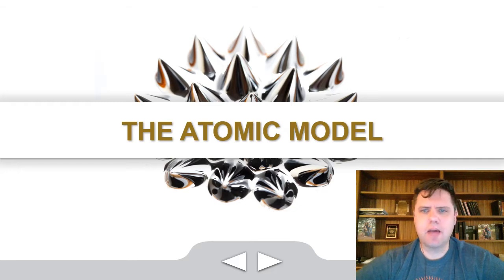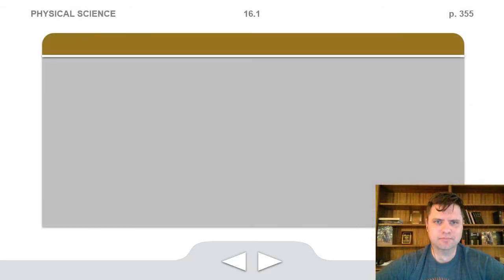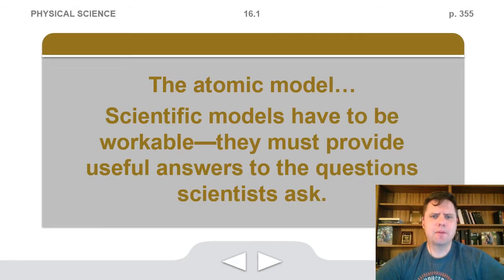We'll be looking at the atomic model to start. The atomic model is a description of the atom. It's scientists' attempt to give a workable model, a description of how they think material in the physical universe is made up. And models, by their very nature, have to be workable. They are trying to provide usable answers to questions they're asking.